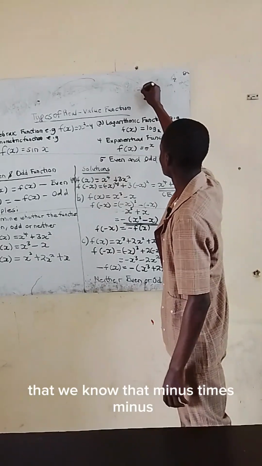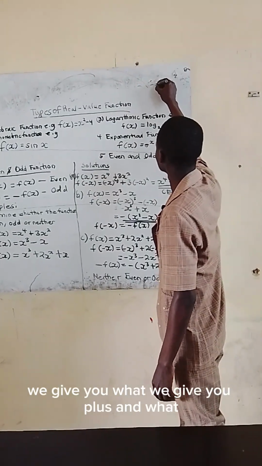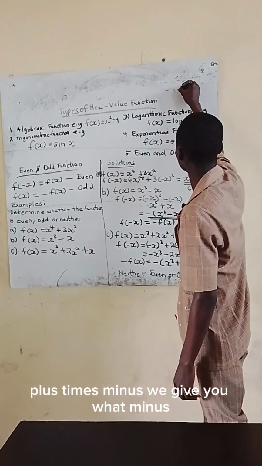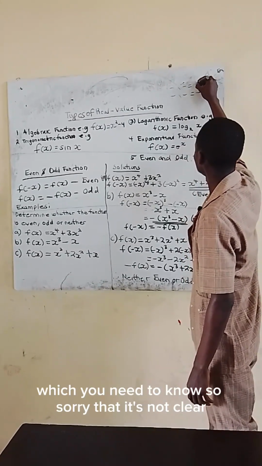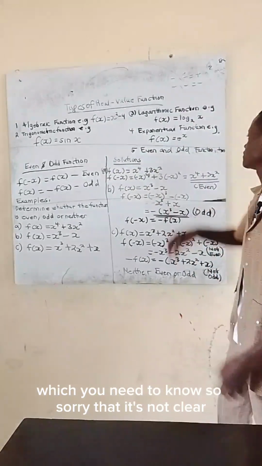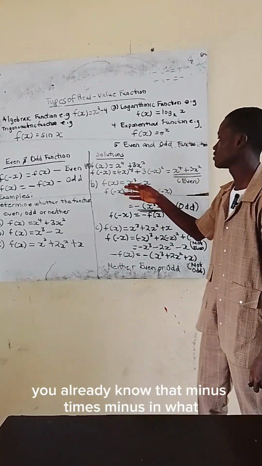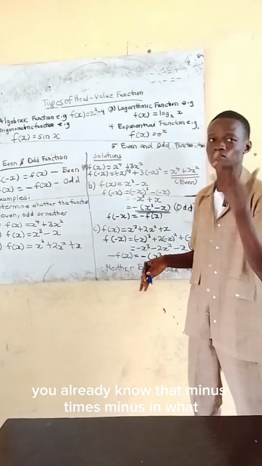That we know that minus times minus will give you what? Will give you plus, and plus times minus will give you what? Minus, which you need to know. So sorry, that is not clear. So in this particular case here, you already know that minus times minus is what?